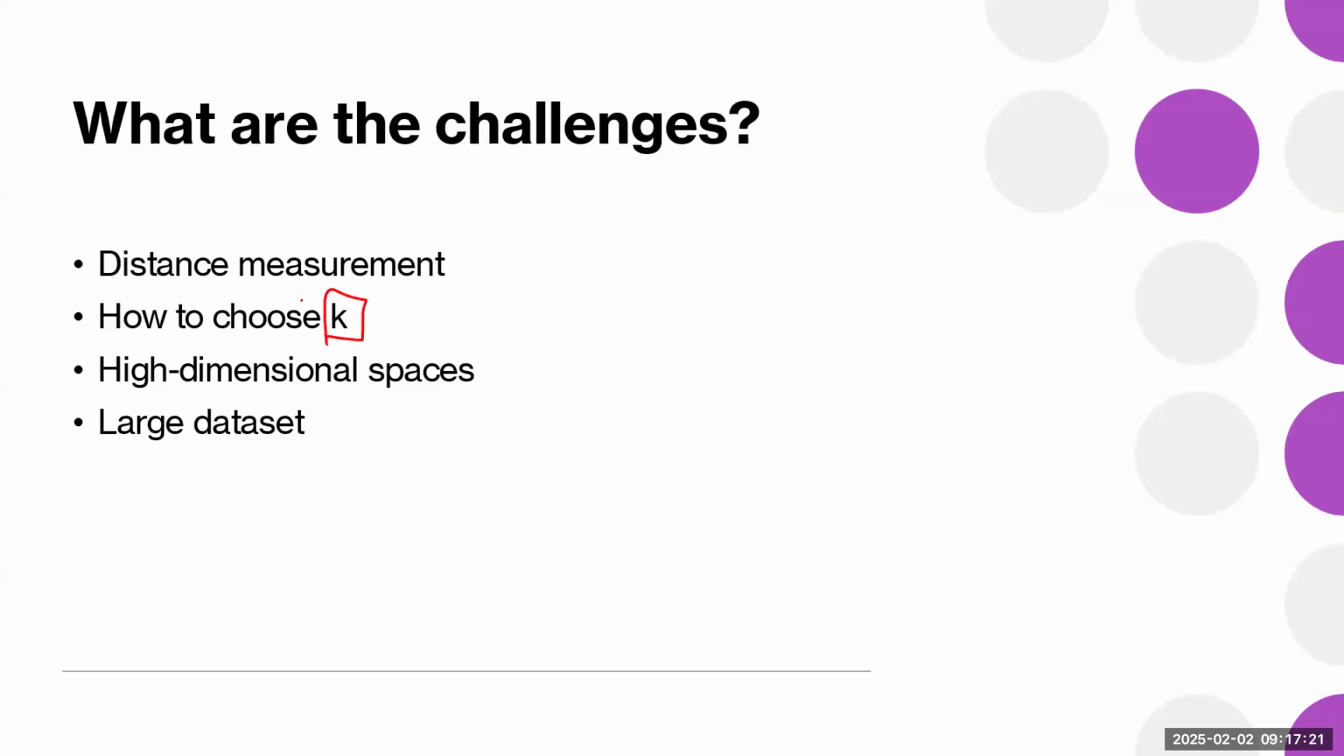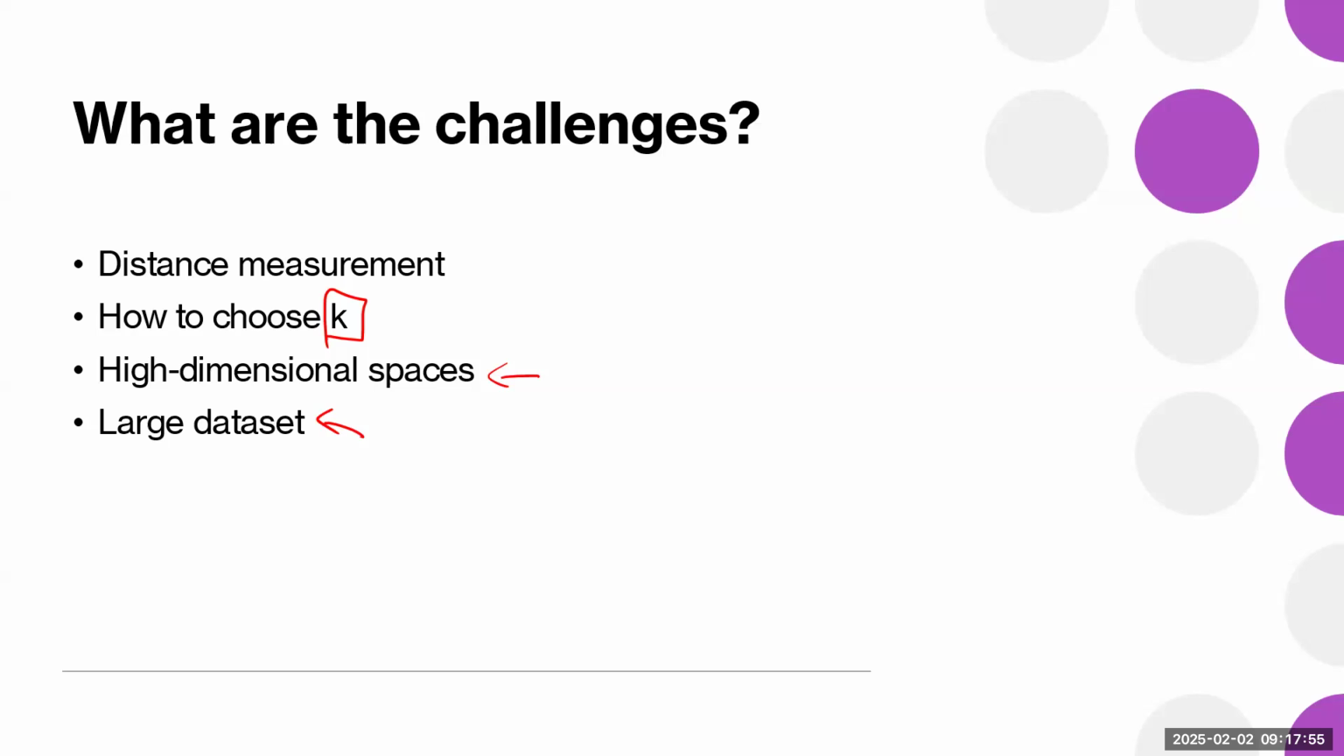This is a very common question. You also see this when you learn about K-means. How do we choose K in K-means clustering? And what about high dimensional space? Why is it a problem? If the data has 100 features versus 1,000 features, what is the difference between the two data sets? And another one is the large data set, a large number of data.